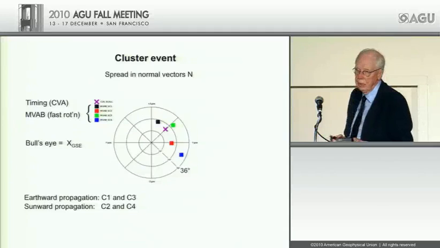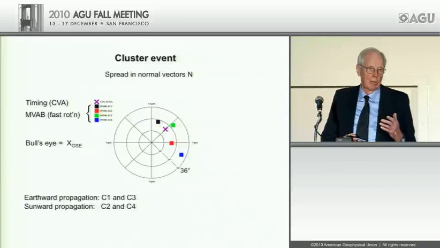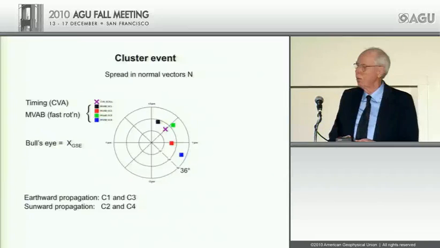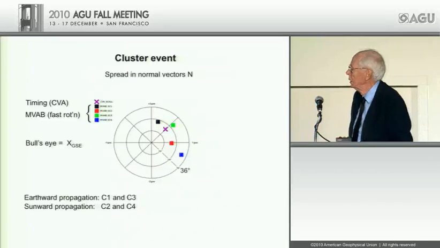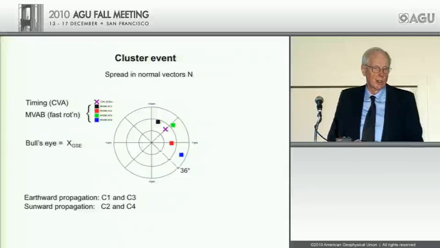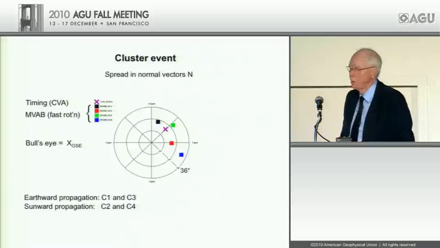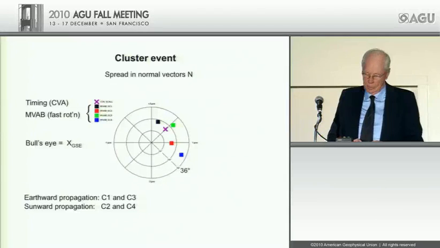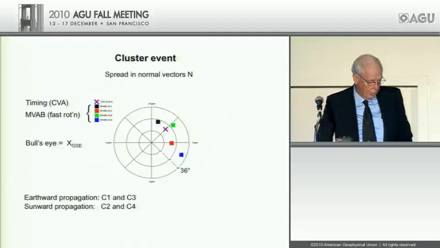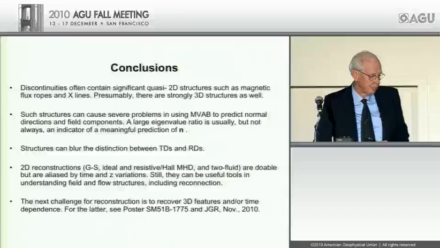Now, this kind of thing indicates that there must be spatial structure as well as temporal structure, the spatial scale being the spacecraft separation, half an Earth radius or so. There's another thing, and that is that C1 and C3 see earthward propagation of the normal, whereas C2 and C4 see sunward propagation. And that again indicates there must be some really peculiar structure here.